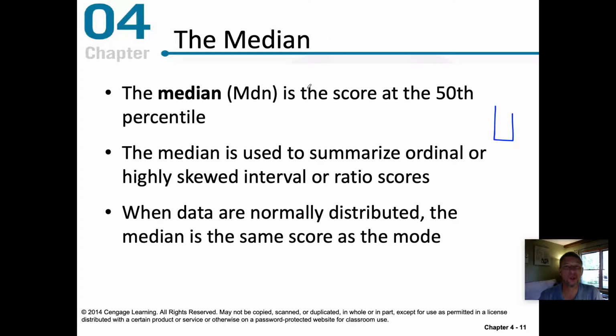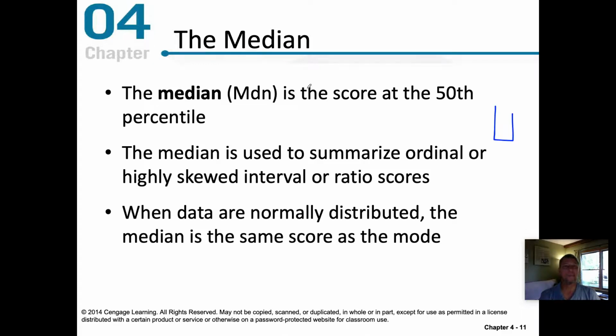Remember, a skewed distribution means that it's pushed to the left or to the right. And when that occurs, oftentimes the median is a more accurate description of the data set. Generally speaking, that would occur when you have a few really, really low scores that are outliers, or on the other hand, a few really, really high scores, which are outliers.